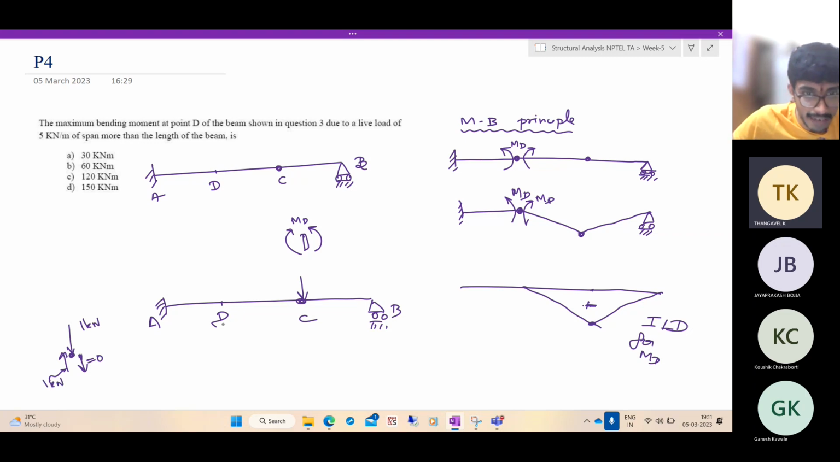If you consider the left side part of the beam, this is the point D, you have a bending moment MD and a shear force VD, which is upward. Here you have an upward force on the hinge, which means on the beam it is downwards, which is 1 kilonewton. So VD is equal to 1 kilonewton and MD is equal to minus 1 into this much. How much is this? I think 4 meters.